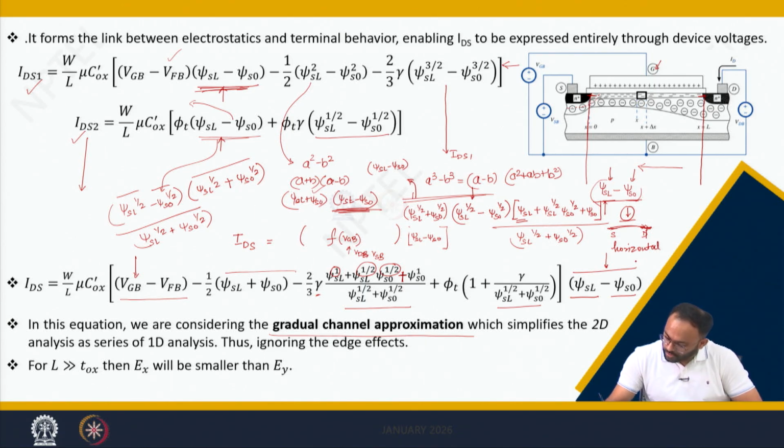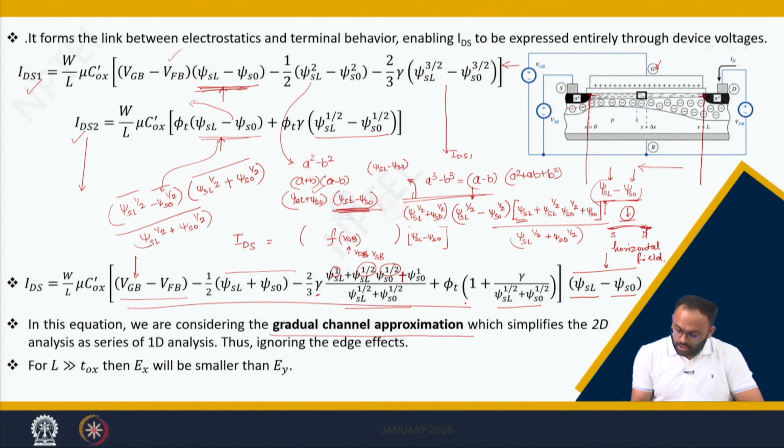Horizontal field, and this is actually a function of vertical field. What we assume is gradual channel approximation, considering the length is very large and hence Ex is very small compared to Ey.